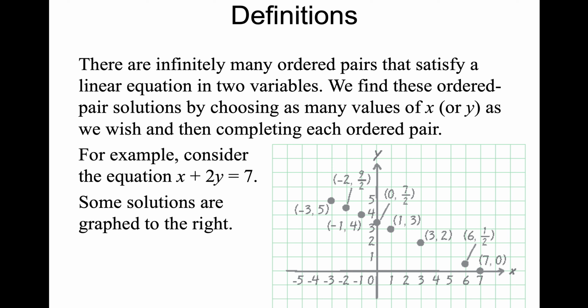If you look, I've had students say, well, (3, 2) looks a little bit out of place. Well, let's plug it into the equation. 3 plus 2 times 2 equals 7. Is that true? It is. So even though it's kind of out here by itself, it's still an ordered pair that's a solution.